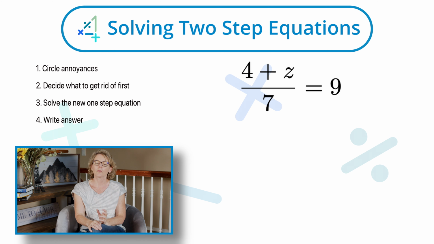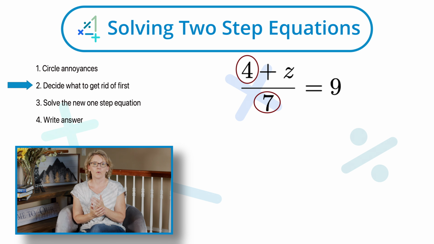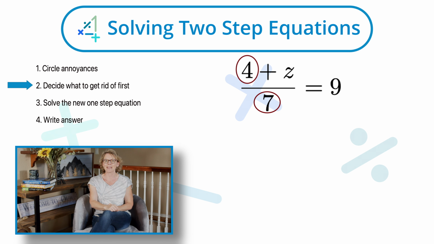This next example looks a little different, so we'll choose the other option in what to get rid of first. 4 plus z over 7 equals 9. I see a big, scary fraction bar, but we have the tools to get rid of it. I got a 4 and a 7 annoying my z. Decision time. This time, we do have a fraction across the whole letter side, so we're not going to add or subtract first. We're going to say that we want to do whatever we can in our power to get rid of fractions, and we can here.